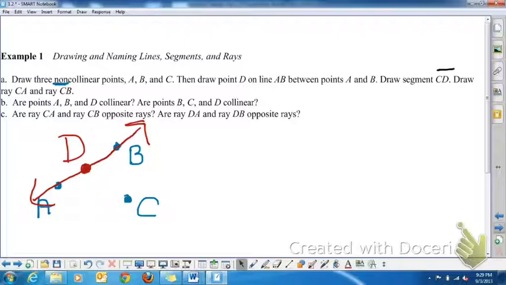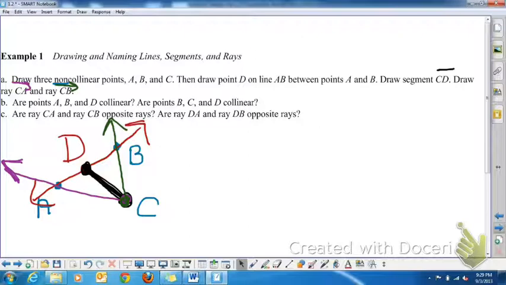A segment has two endpoints. It ends at C and it ends at D. It doesn't go past them. It ends there. Now let's construct ray CA, meaning it'll have an endpoint at C and it'll go infinitely through A. And lastly, let's construct ray CB. So you begin at C and you go infinitely through B.